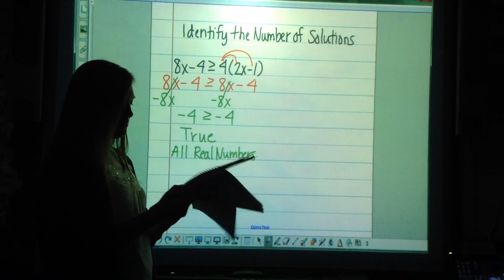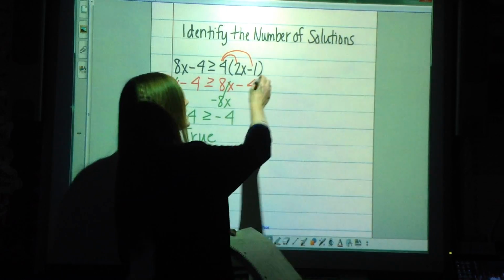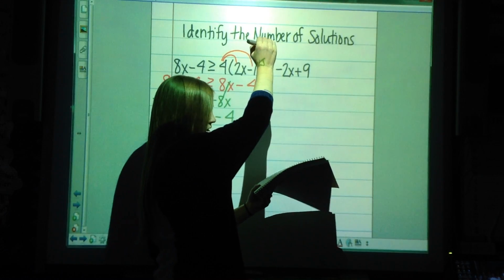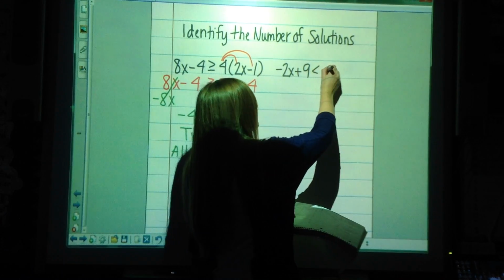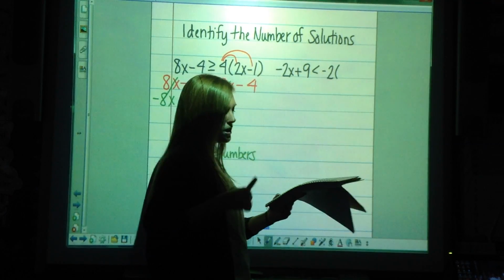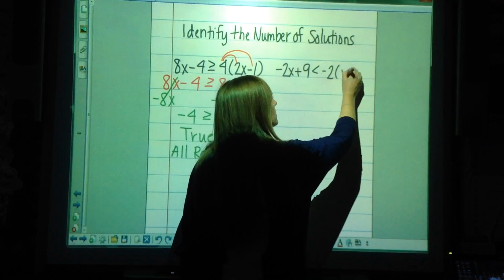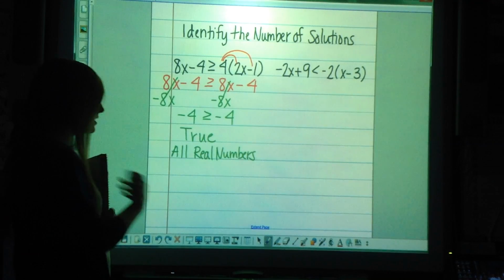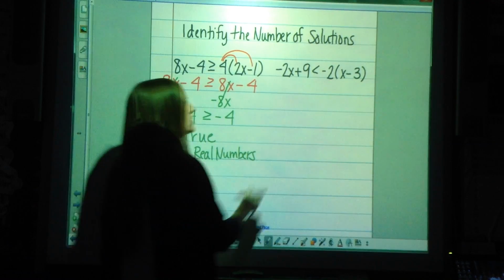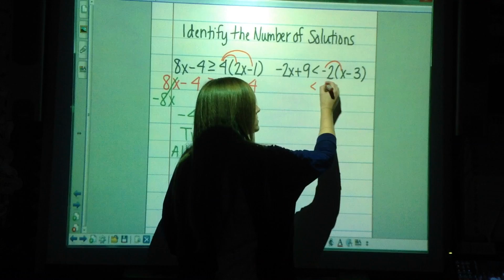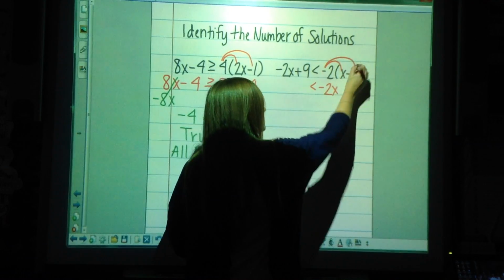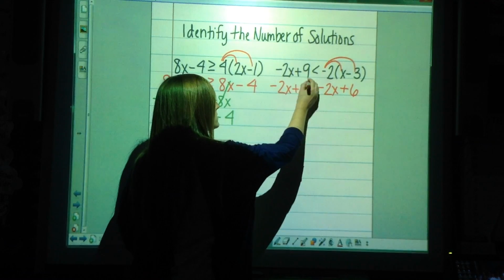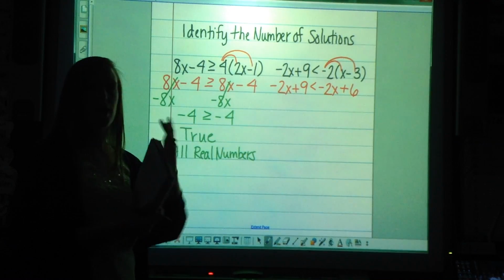Let's try another one. Negative 2x plus 9 is less than negative 2 times the quantity x minus 3. Again, on the right side we have the distributive property. Negative 2 times x, negative 2 times negative 3. On the right side I have negative 2x plus 9. Just drop that down, I didn't do any math.